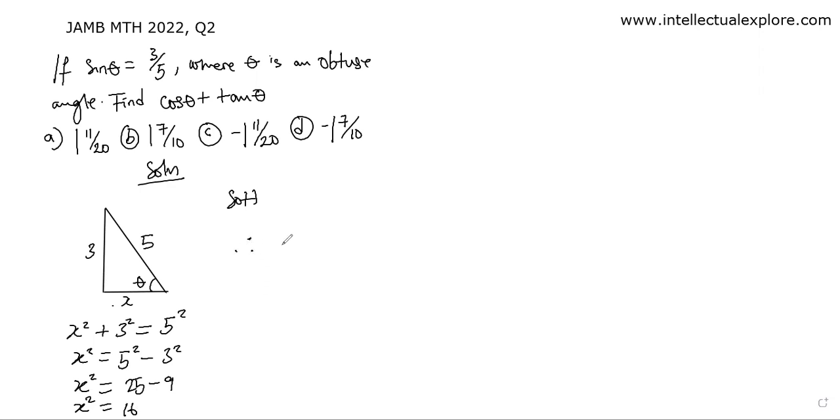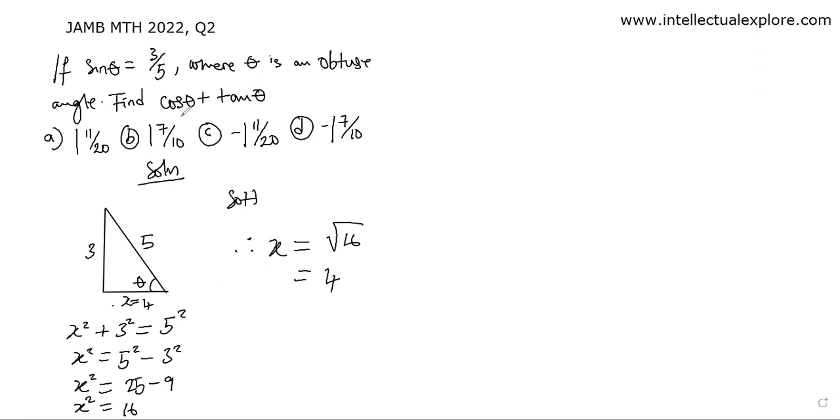So therefore, if you make X the subject of the formula, you take the square root of both sides, that will make X equal to the square root of 16. And that will give you 4. So at this particular side, that adjacent side is 4. Okay, that's the first step.